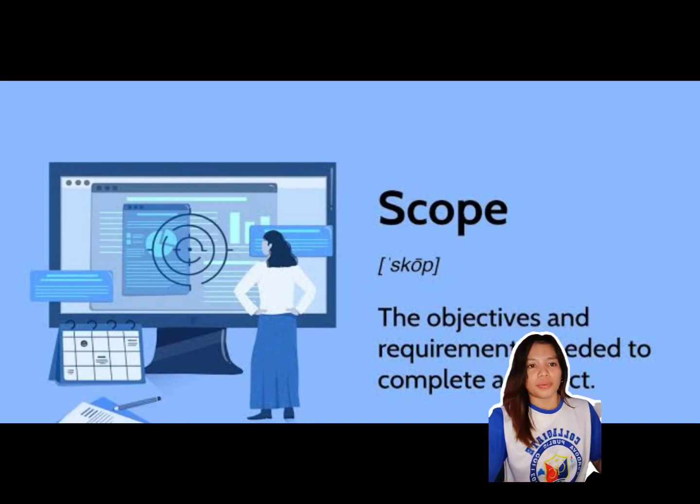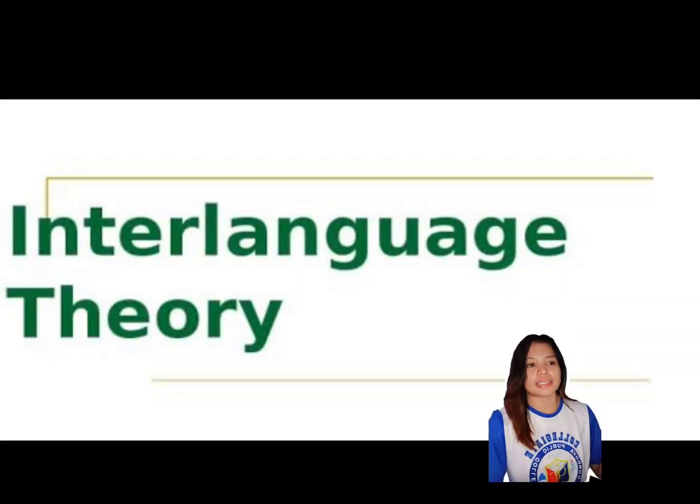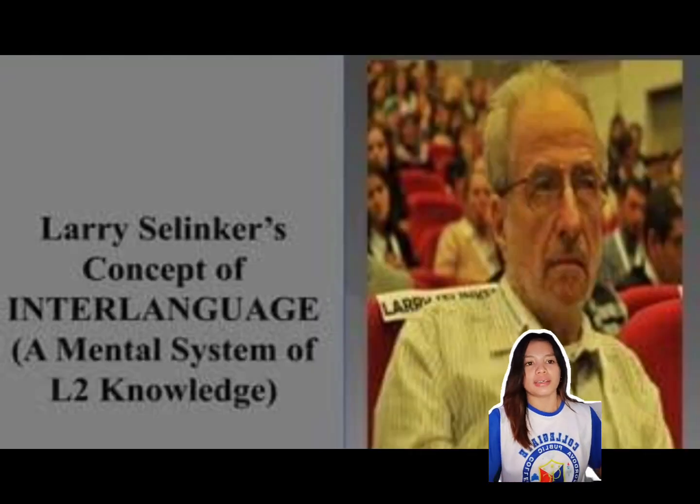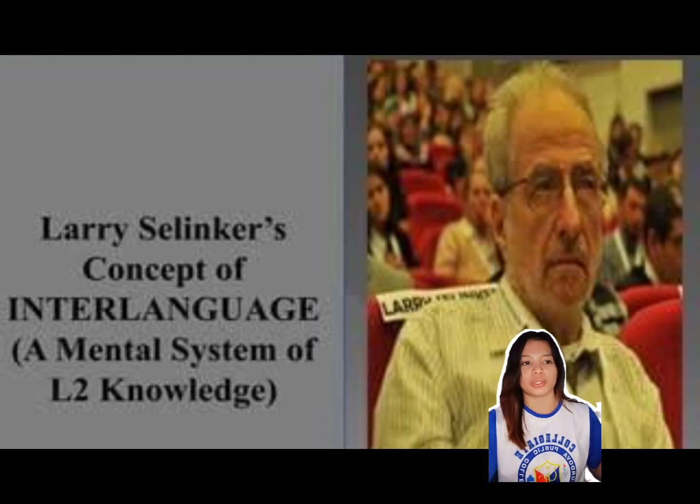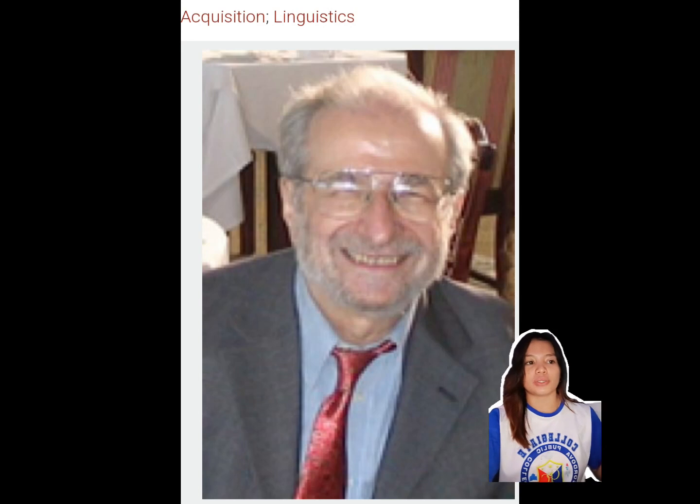And we have interlanguage theory, proposed by Larry Selinker in the 1970s. It is a prominent framework in the field of second language acquisition that seeks to explain how learners develop language proficiency in a second or foreign language. This also challenges the notion that language learning involves a straightforward transition from the native language to the target language, which is L1 to L2. Instead, it suggests that learners construct an intermediate linguistic system known as interlanguage as they progress towards L2 proficiency.